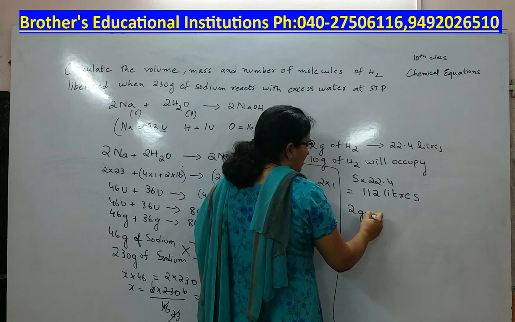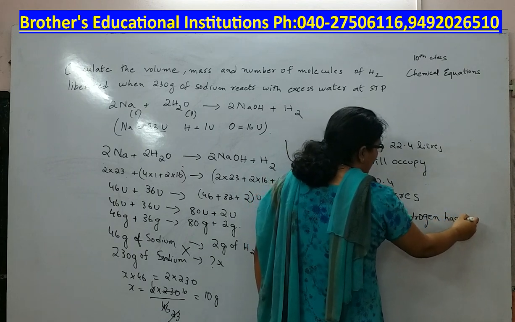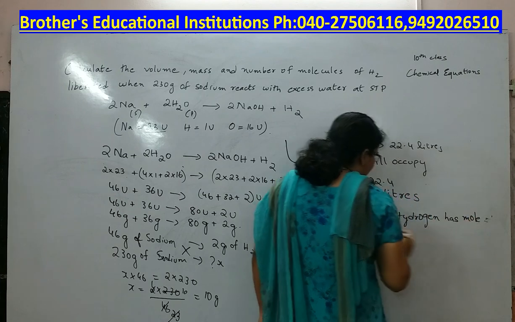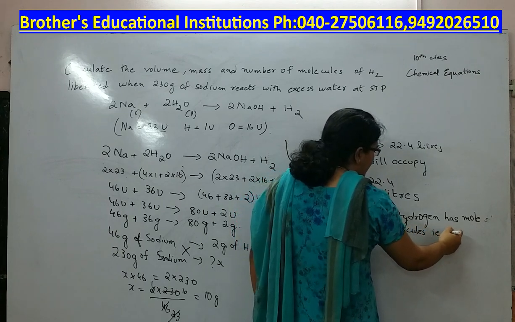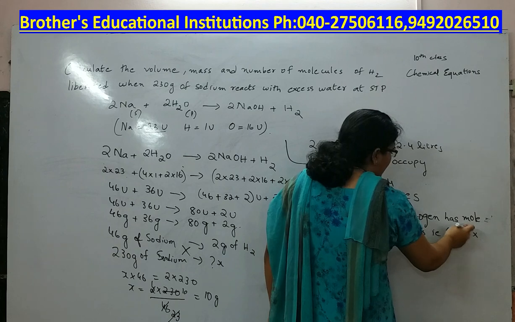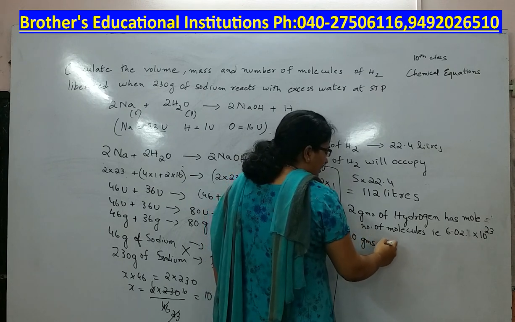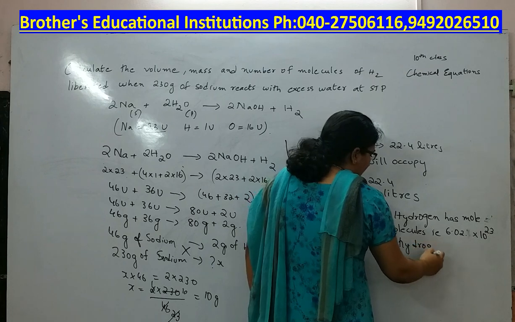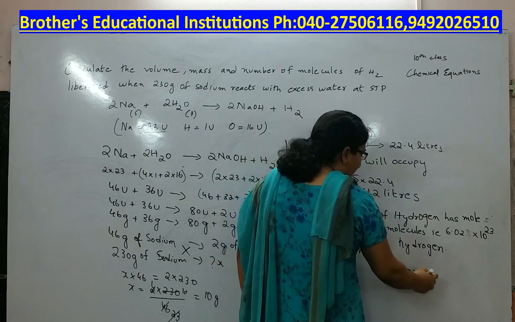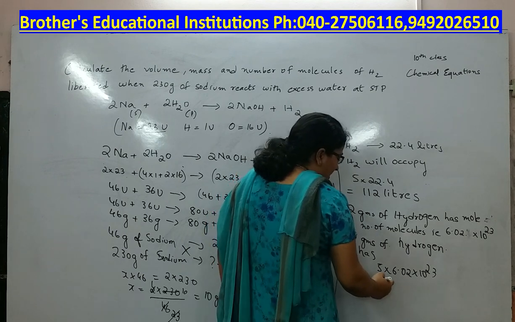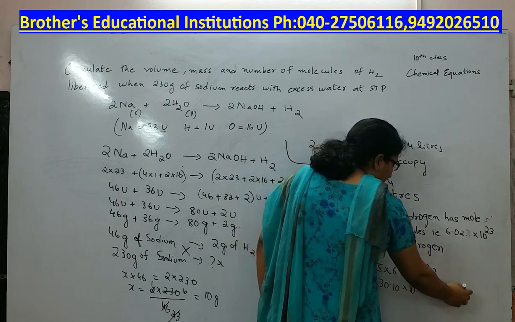Next, 2 grams of hydrogen has mole number of molecules, that is 6.023 into 10 to the power of 23. 10 grams of hydrogen has 5 into 6.023 into 10 to the power of 23, that is 30.10 into 10 to the power of 23 molecules. This is about it.